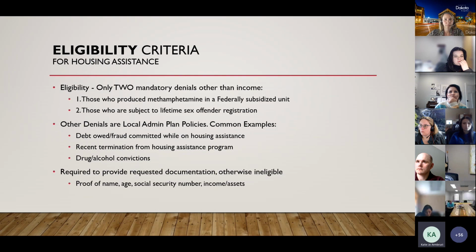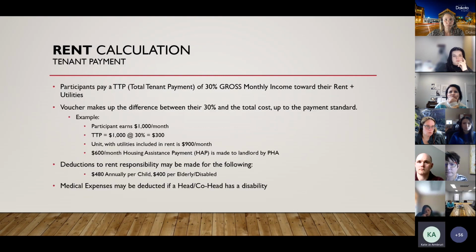Then, continuing on, this is just highlights of what you can expect for rent calculation. This is high-level stuff, just for people to remember that it's 30% of their gross monthly income. There are other things that are taken into consideration, such as medical expenses. There are different deductions that may be met.